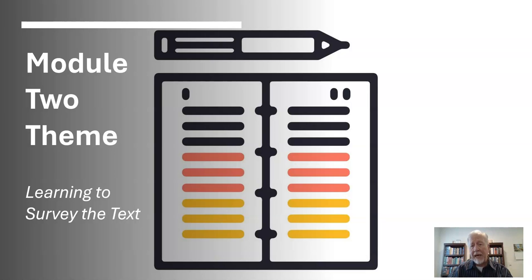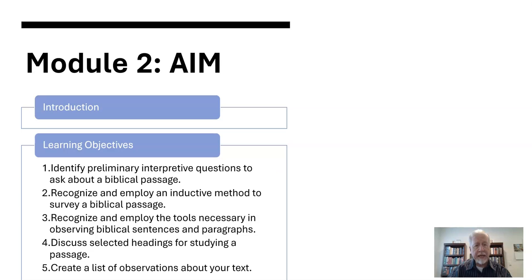You've had an opportunity to choose a passage in the book of Ephesians. So in Module 2, we're going to begin to dig more deeply into your chosen passage so that you can begin to move in the direction of an exegetical paper, which of course is coming up at the very end of this class. The Module 2 aim, there's another great introduction that you will want to read and familiarize yourself with. And then there's important learning objectives in Module 2.